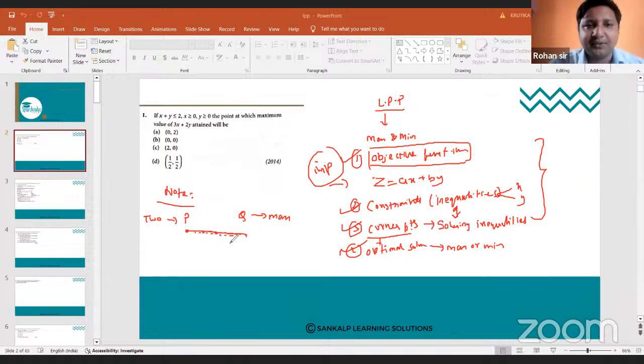Next we will start with the objective type questions now. These theory basic points you need to know. Now pay attention. We will start with the question part.